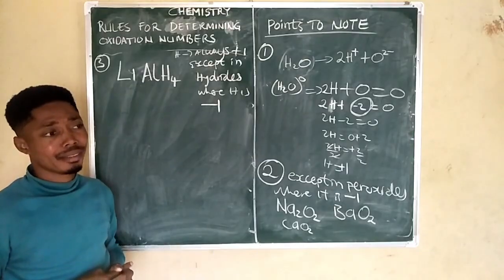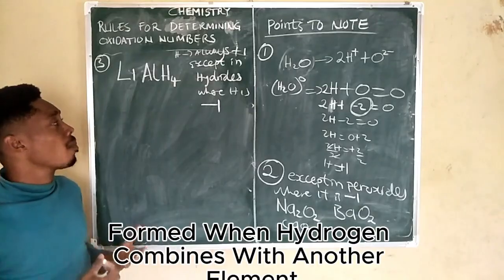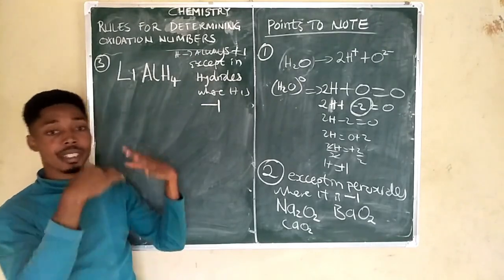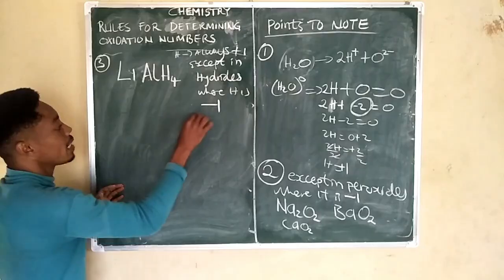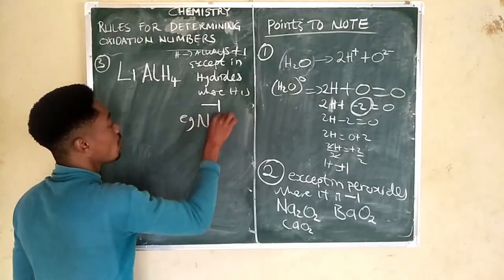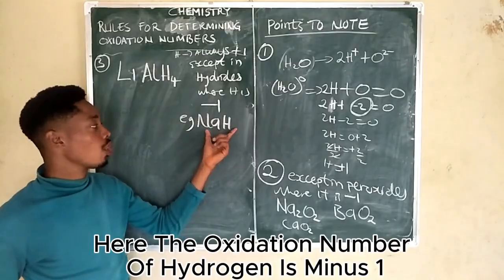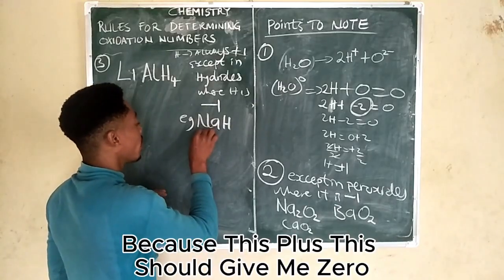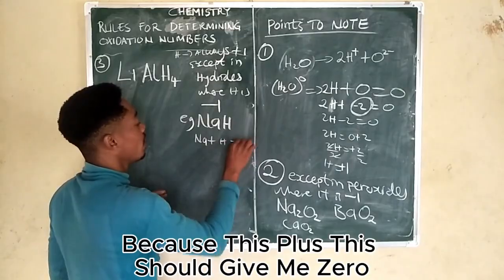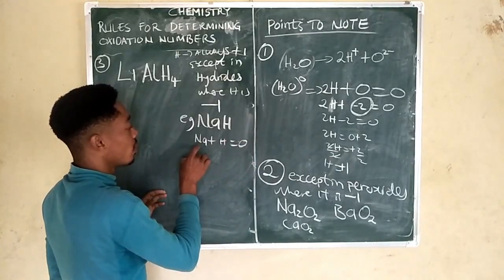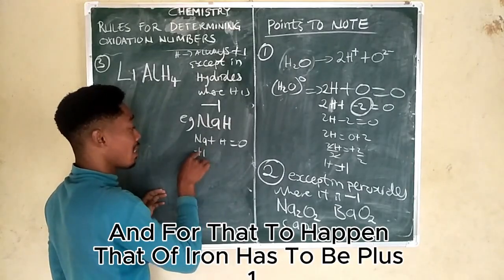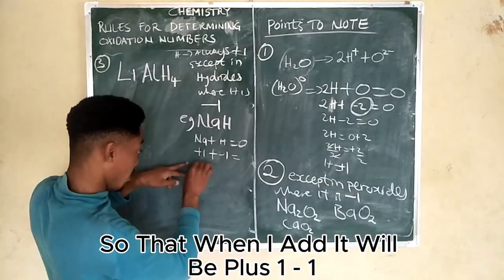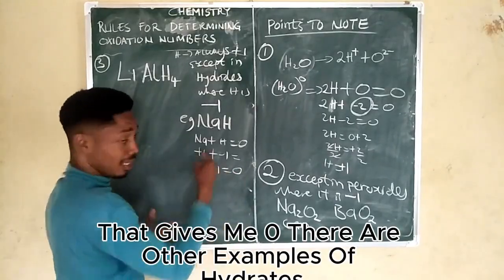What are hydrides? Hydrides are compounds formed when hydrogen combines with another element. It could be hydrogen combining with a metal, for example, sodium hydride. Here, the oxidation number of hydrogen is -1. How do I know? Because this plus this should give me 0. And for that to happen, that of sodium has to be +1, and that of hydrogen has to be -1, so that when I add, it will be +1 -1, that gives me 0.